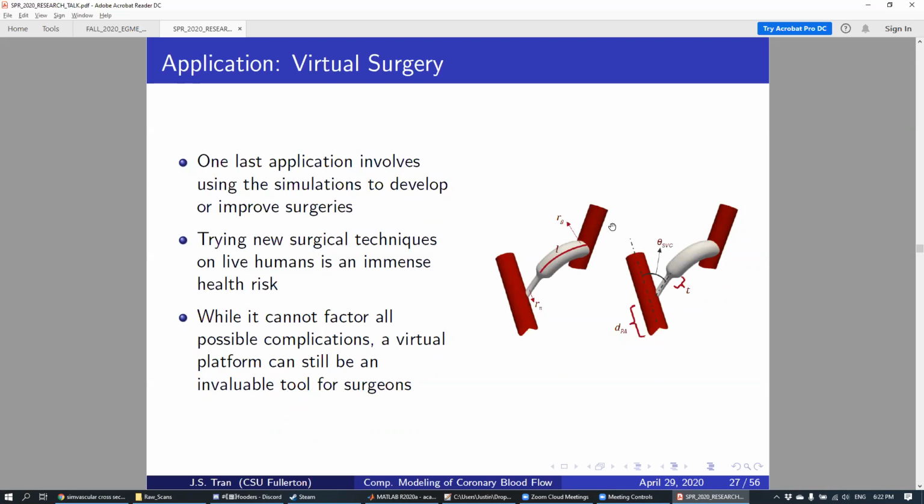I will say that the technology isn't completely there yet, because the simulations are not able to factor in all the different complications that can occur. But a virtual tool can still be a very valuable tool for these surgeons in order to try new things that they wouldn't be able to try on real people otherwise. Okay. Any questions on this so far?